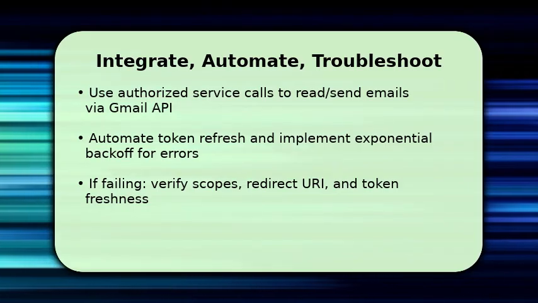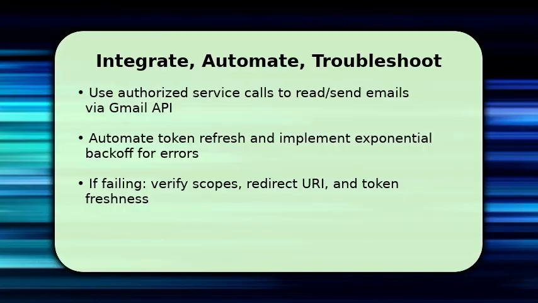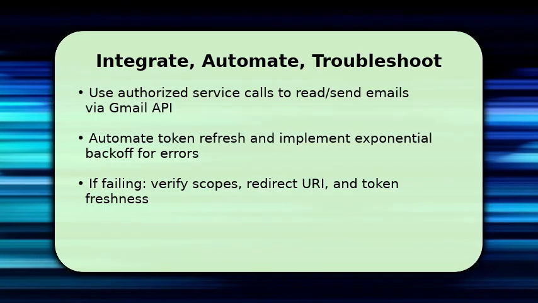For deployment, rotate credentials periodically and restrict scopes to least privilege. If something goes wrong, first check that the redirect URI and OAuth consent settings match, confirm the refresh token exists, and inspect error codes for permission or quota issues. Those fixes.